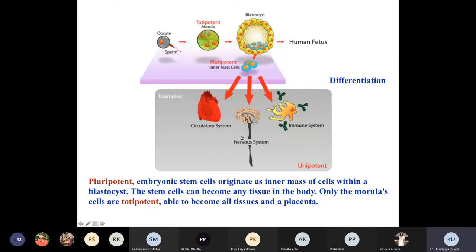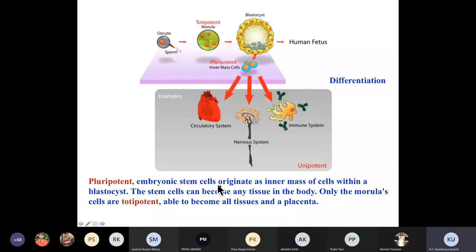Plants have a different property. From any individual plant tissue, you can regenerate the entire plant. In animal and human systems, it's not possible. This differentiation process cannot be reversed. So if you want to do this, you use embryonic stem cells.